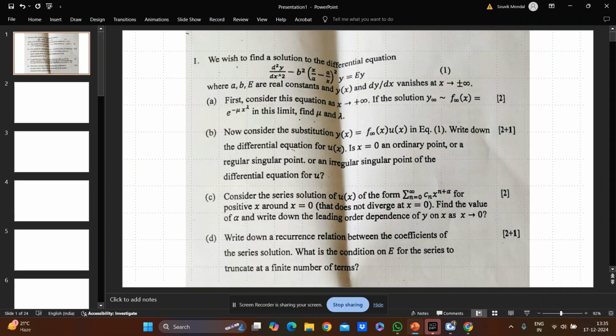Okay. So this is a mathematical physics question, and please pause the video first and read the entire question. Okay, the first part, second part, all the things, read carefully the entire question, pause the video and give it a try, and then look at the solution. Okay, so now let me start the solution.